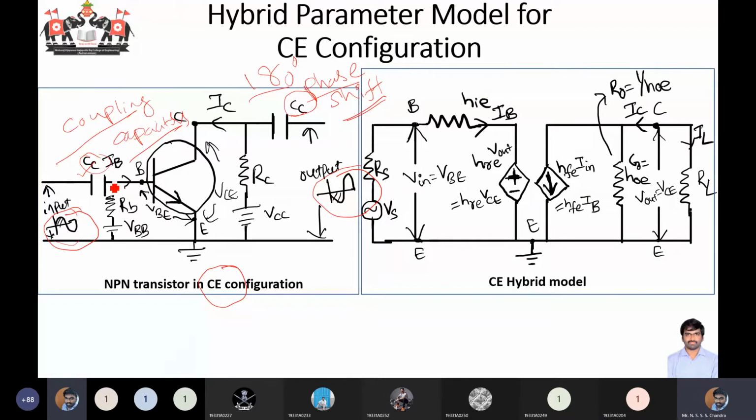Here is your RB, the resistance in your base circuit. Here is your bias voltage VBB and bias voltage VCC. These VBB and VCC ensure that your emitter base junction is forward biased and the collector base junction is in reverse bias. That's the only reason that we are keeping these. Based upon the arrow mark in the symbol, I can say that it's an NPN transistor.